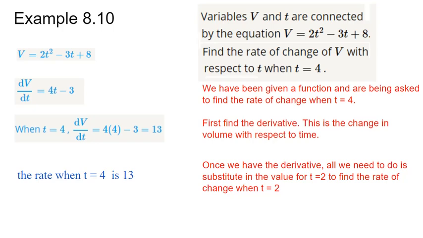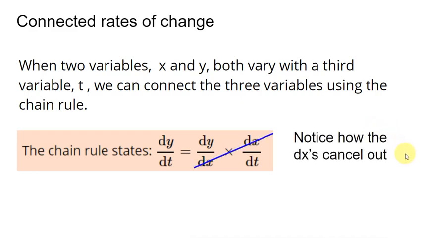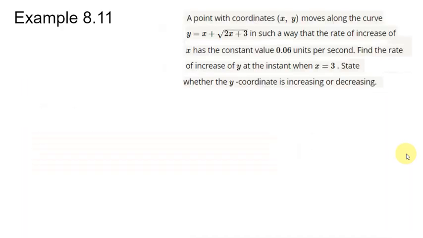Now you can see some of these are pretty straightforward. This next type is going to be a little more complicated. When we've got connected rates of change, typically in these kinds of problems, you're going to have a rate of y over time, and then maybe x over time, and then you're going to have a derivative. And we're going to use this formula here. You'll notice how the dx's both cancel out, giving us change in y over the change in time, or a rate of y. So let's look at an example.